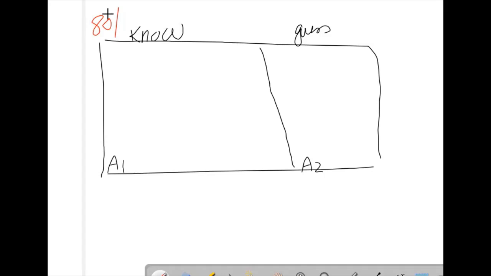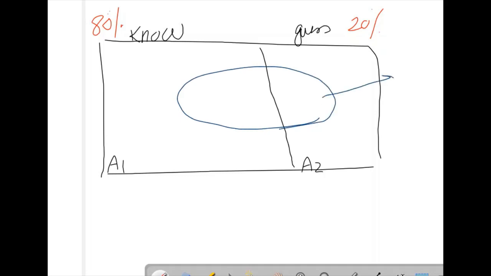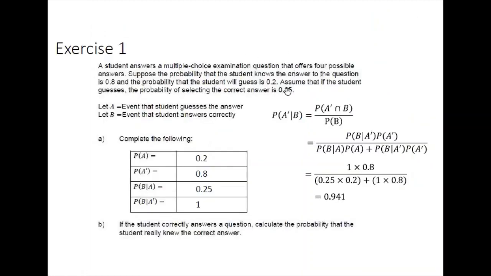80% you know the answer, and 20% maybe you guess the answer. And another event is about the result. This one, B, is choosing the correct one. So if you know the answer, with probability 1, you will choose the correct one. But if you guess the answer, because you have 4 choices in the question, with probability 0.25, meaning 25%, maybe you choose the correct answer. You can see that there are 4 possible answers, and 0.25 is because of these 4 possible answers.